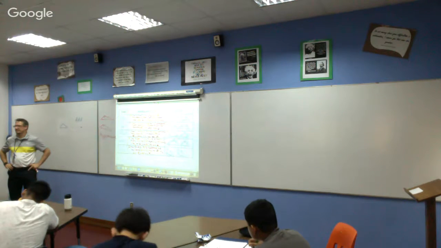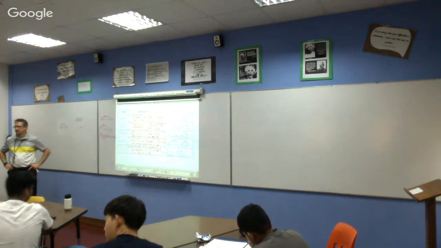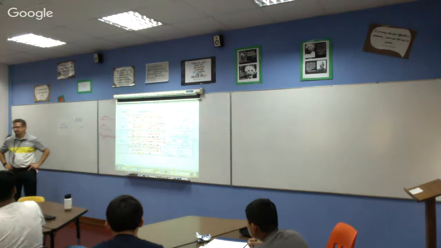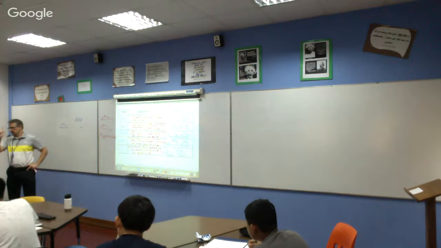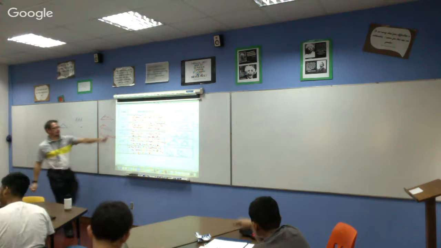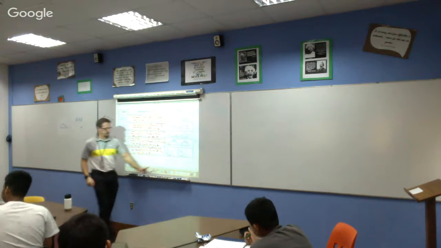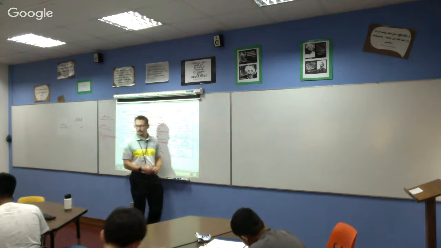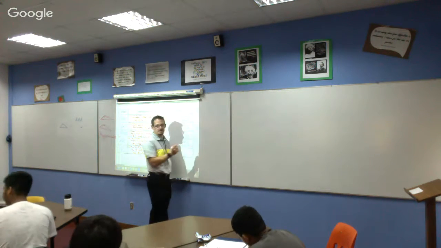Can this also be the same as side angle side? Not side angle side. Why? Where's the angle in side angle side? Oh, it's supposed to be included. Side angle side, the angle is included. Where's the angle here? Non-included. Not included. And what happens when we write the non-included angle?